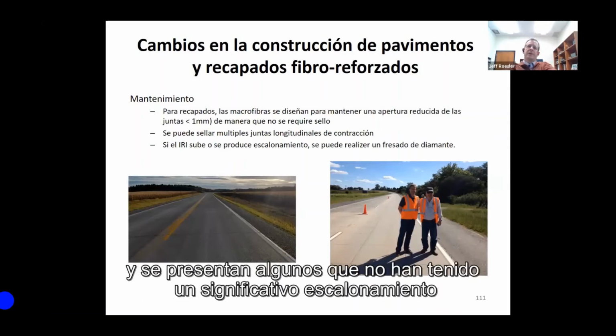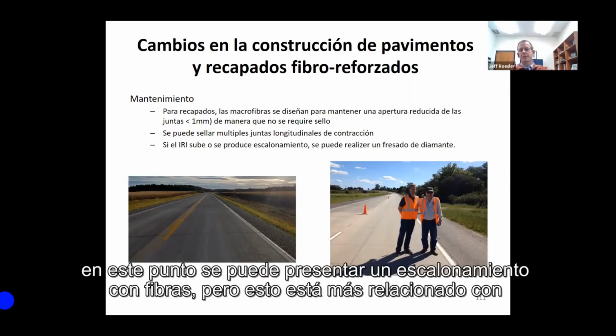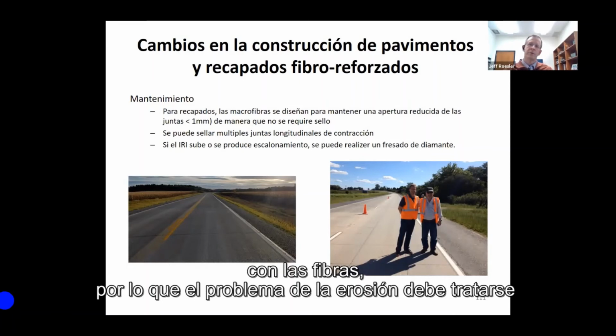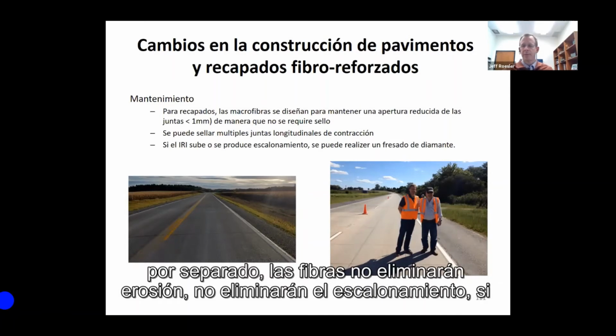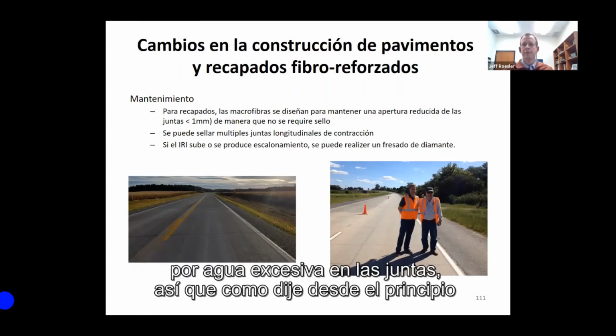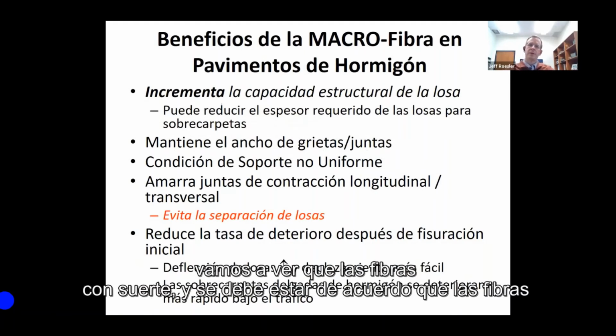there hasn't been a significant amount of faulting associated with joints with fibers to really see a trend at this point. You can have faulting with fibers, but that's more related to the base layer and its erodibility than it is with the fibers. So erosion issues should be dealt with separately. Fibers won't eliminate erosion. They won't eliminate faulting if you have other design issues with your base layer or excessive water into the joints.